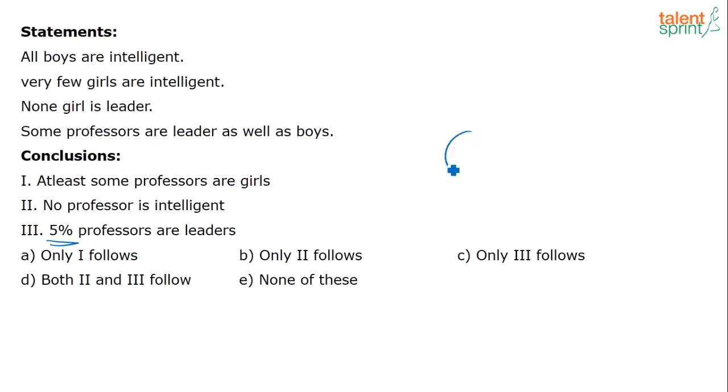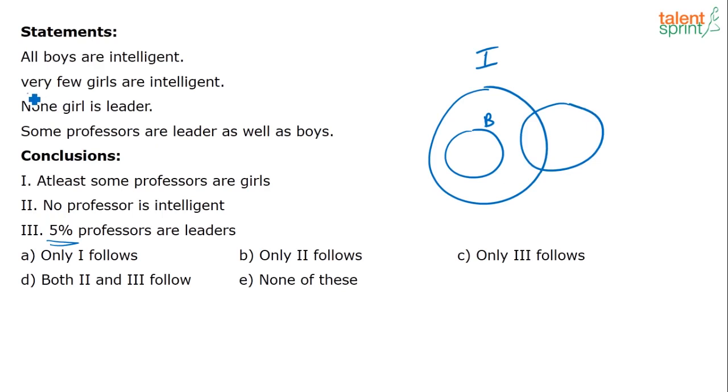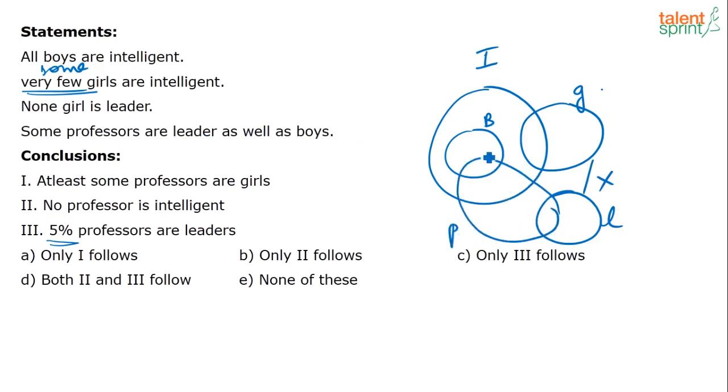So how do you solve this? All boys are intelligent. Very few girls are intelligent. Very few, again very few, it's nothing but some, right? Some girls are intelligent and none of the girls is a leader. So girl and leader, they are disjoint sets. Some professors are leaders as well as boys. So there is some professors set, how will it be? Like this, right? Professors are leaders and boys. So this is how you represent the diagram.